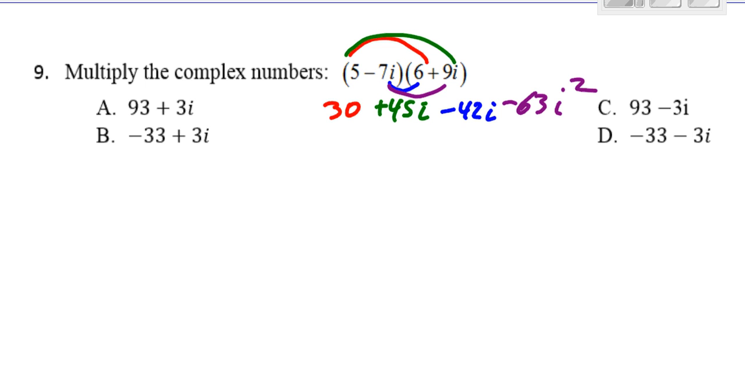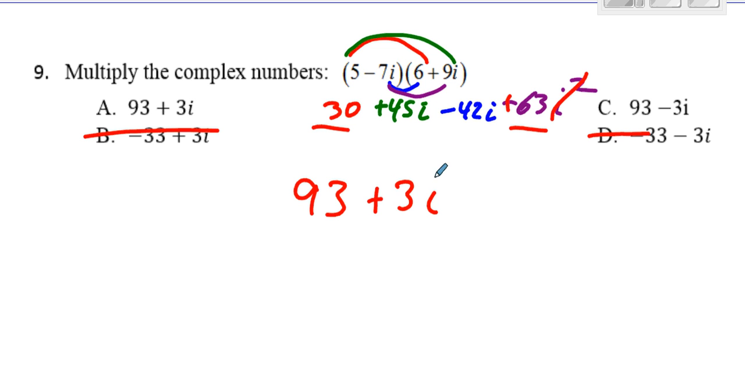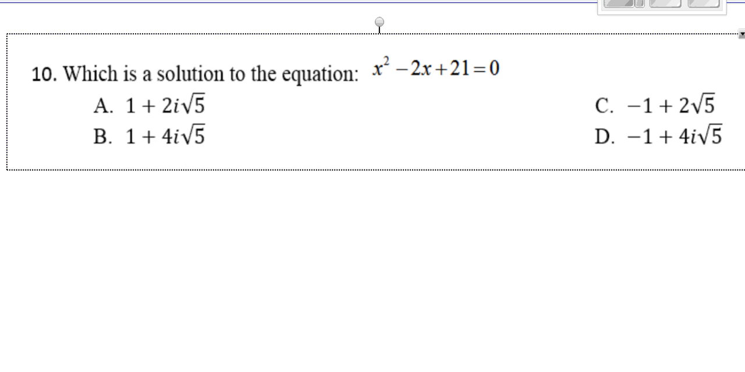So when you go to simplify these, we're going to combine like terms. But you got to get rid of i squared. i squared is always negative 1. So cross it out, change the sign. So we're combining our numbers. 30 and 63 is 93. It's not those. And then 45 minus 42, positive 3i. A.